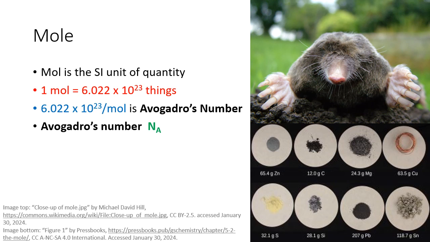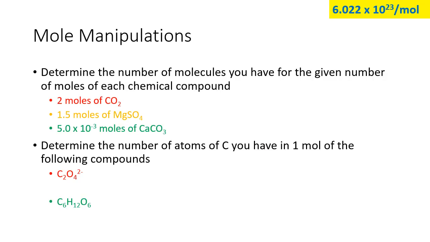Recall that most of the mass of an atom is determined by how many protons and neutrons it has. So that number will vary by element, and the mass, by corollary, should also vary by element. This is not a lot of stuff if you look at the piles here, but it is a lot of atoms. All right, let's try using the definition of a mole to do some manipulations.